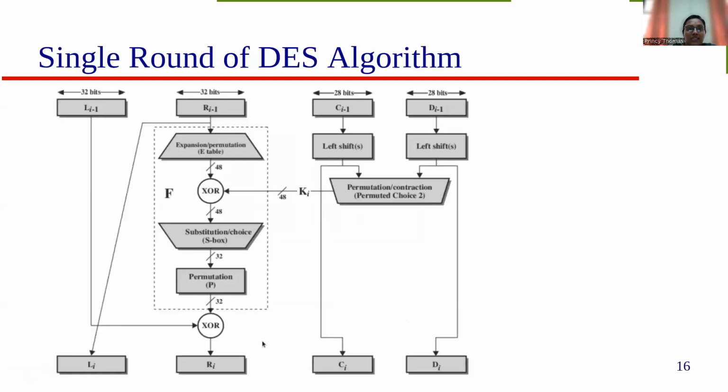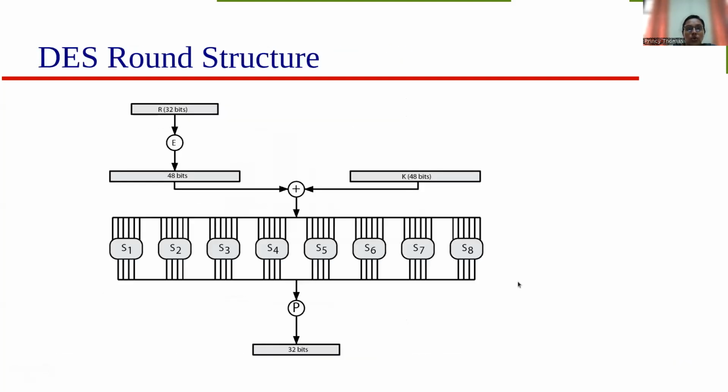Now other than this, we are looking at the S box. Remember that the 32 bits is expanded to 48 bits, and the key of 56 bits is once again being converted to 48 bits with the permutation, and both these values, the expanded value and the K value, are XORed and then given to the substitution boxes or S boxes.